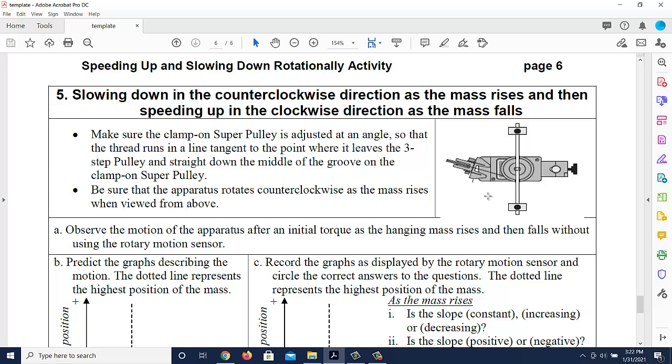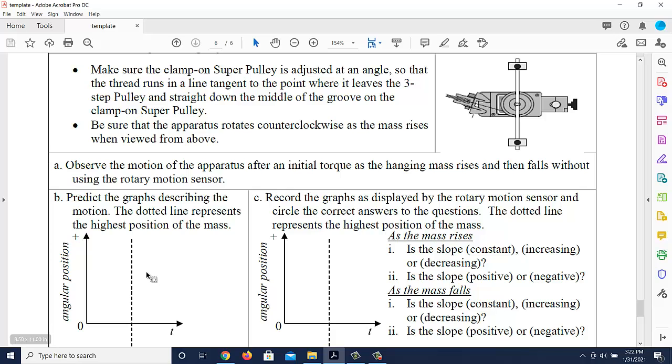I don't want it while you're twisting it, right? I want it while it's moving on its own, so as it rises and as it falls, okay? And you'll notice here the little dotted line represents the highest position. More questions. So this is basically what you're doing.